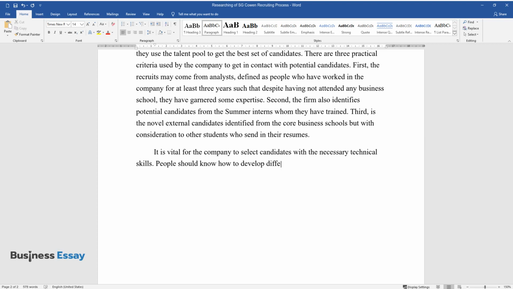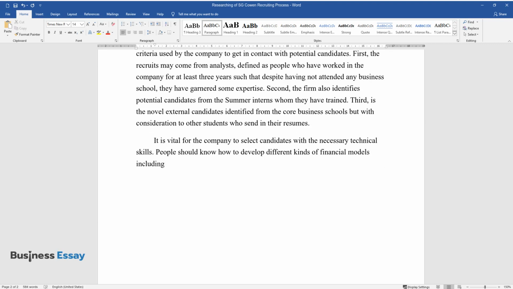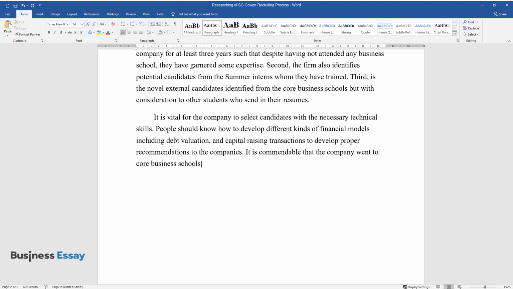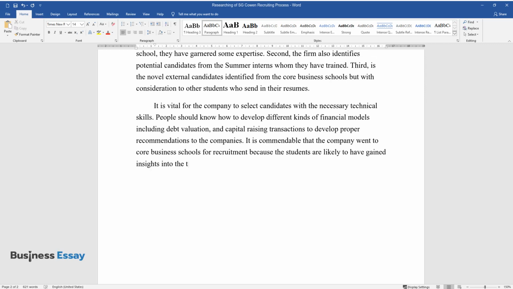It is vital for the company to select candidates with the necessary technical skills. People should know how to develop different kinds of financial models, including debt valuation and capital raising transactions, to develop proper recommendations to the companies. It is commendable that the company went to core business schools for recruitment because the students are likely to have gained insights into the technical skills relevant for operations in the banking sector.